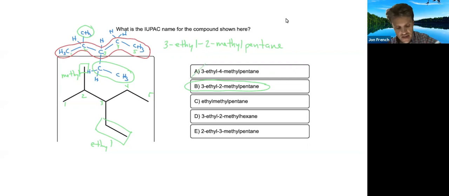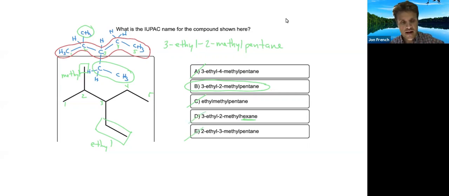We can cancel out choice A because that would be if you counted from the right, right? We want to have the lower number possible. So we don't want to count from the right. Choice C, we didn't number anything. And choice D, we added an extra carbon somewhere somehow. So we can cancel that out. And then 1, 2, 3, 4, 5. 2 ethyl, 3 methyl. I'm not sure how they counted that example to come up with those numbers for choice E, but that doesn't match our numbering that we see either. So choice B is the best for those.